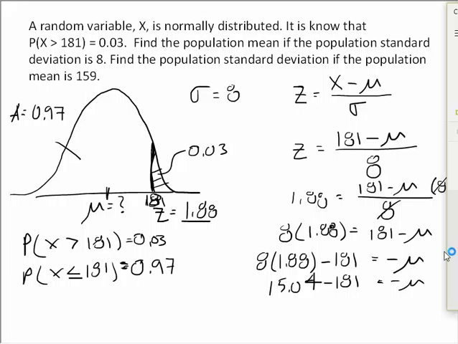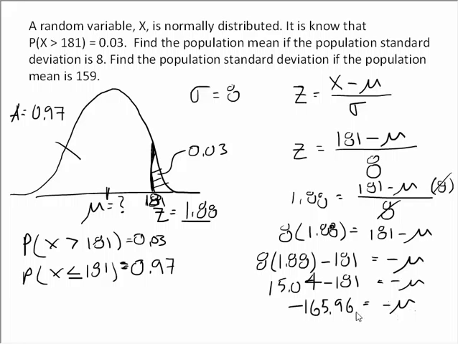15.04 minus 181 is equal to negative 160. Oh, it goes away as soon as I click. Did I write it down? Yep. Negative 165.96 is equal to negative population mean. Multiply both sides by negative 1, and we have the population mean. Here's our answer. They wanted us to round to, I think, a single decimal place, which means my answer would be 166.0. There's my population mean.